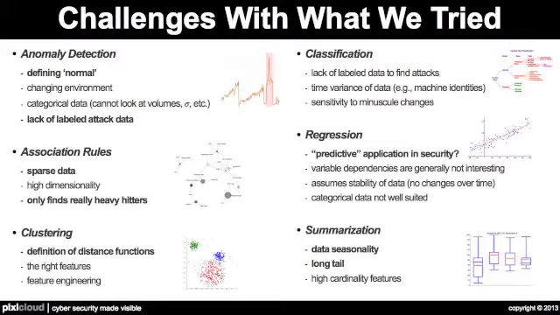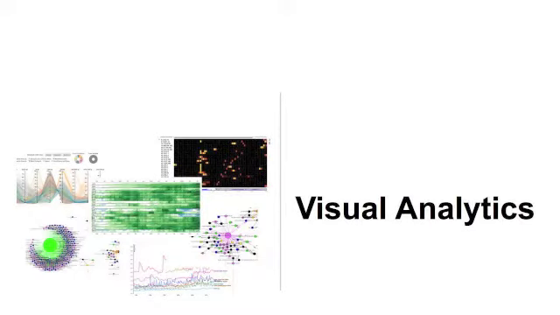Clustering: I mentioned distance functions that are hard to figure out. Regression: how do I predict the next attack in security? What does that even mean? If I have an increase in volume, is suddenly a new attack happening? No. But I don't know how to make that link, and I've been thinking a lot about that. If you have any ideas, please approach me later. Summarization: we have data seasonality, we have long tails, so that's interesting, but again, it's kind of hard as well.